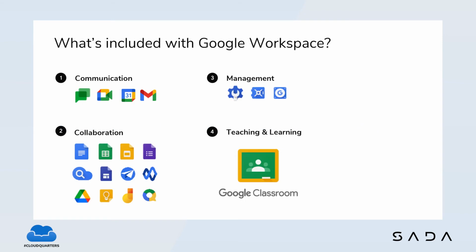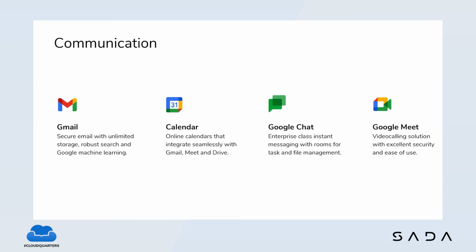What's included under the Google Workspace platform? Well, I've broken it up into 4 different categories, which we'll take a deeper dive into and explain the individual tools within. But those 4 categories are communication tools, collaboration tools, management tools, and lastly, there's a specific solution that Google have designed integrating all of those, which is called Google Classroom, specifically designed for remote learning and teaching. Let's have a first look at communication.